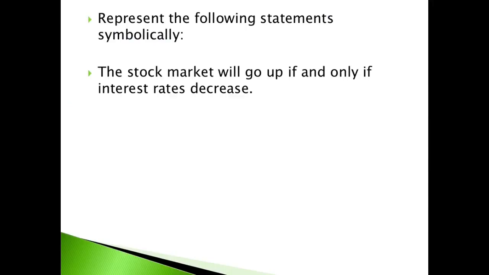An example of a statement here would be: the stock market will go up if and only if interest rates decrease. So we have stock markets and interest rates. Those are our P and our Q statements. So since we have the "if and only if" in between, I know I have a double arrow.